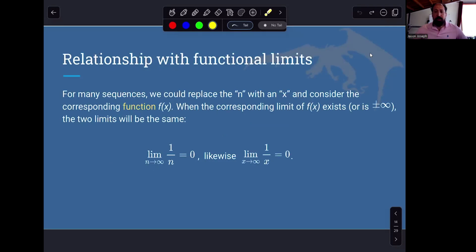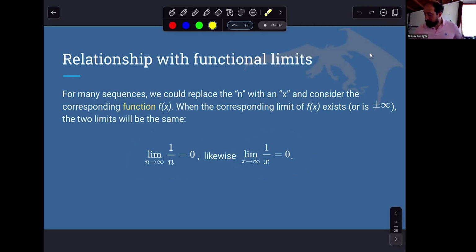Another thing that isn't very surprising, but sometimes seems to come out of nowhere, is that given a sequence, we can often just replace the n with an x. The meaning of that is just thinking of it as a function defined for an interval of real numbers rather than just positive integers. So when the corresponding limit of the function exists, so the limit of 1 over x as x goes to infinity is 0, that will be the same as the limit of the sequence.